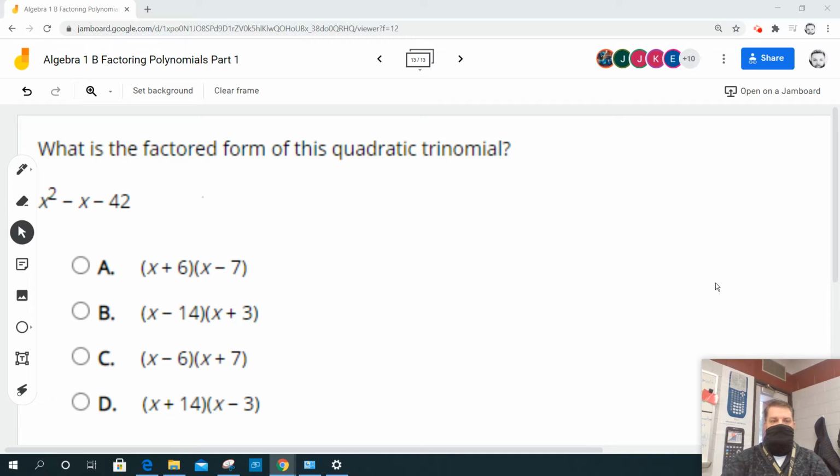So for this one, it says write the factored form of the quadratic trinomial. The more that you learn about these terms, the better off and the better prepared you'll be. Quadratic means what? 4. Well, sometimes it means 4, but quadratic in math means second degree. So second degree means quadratic.